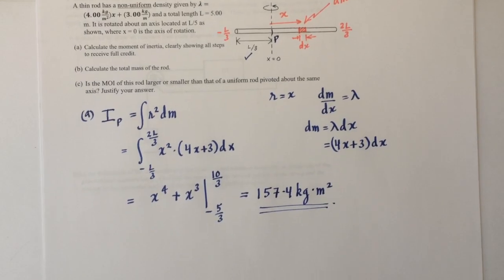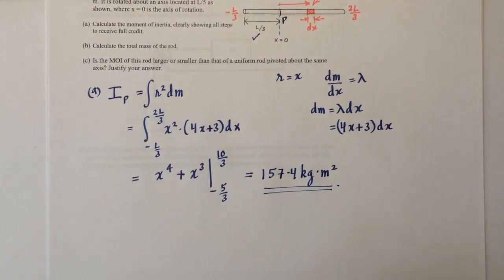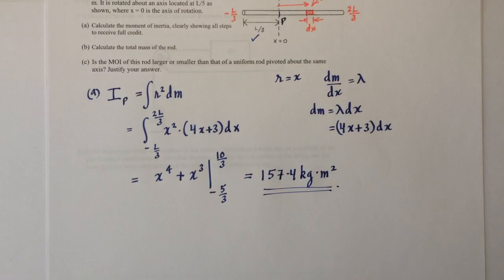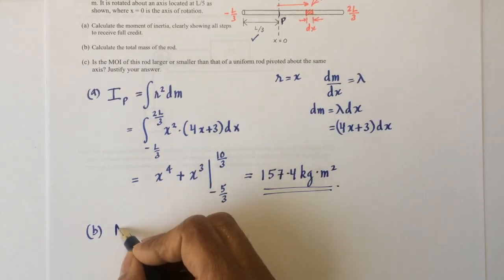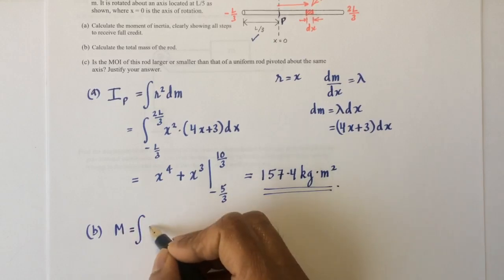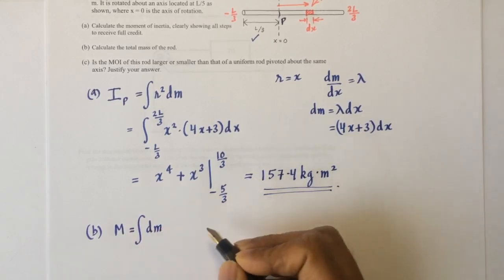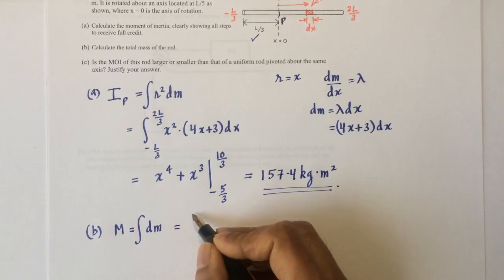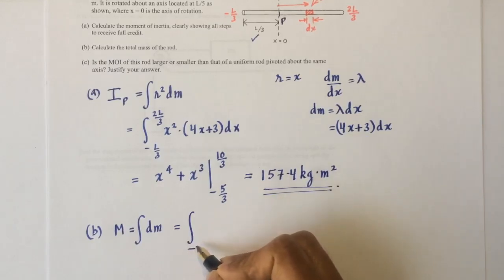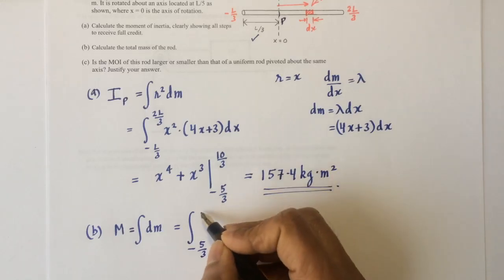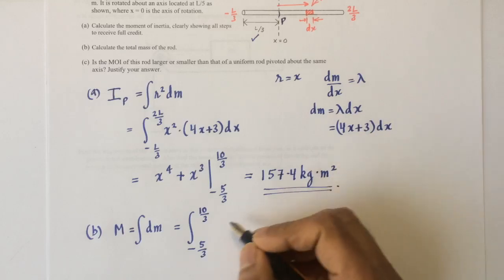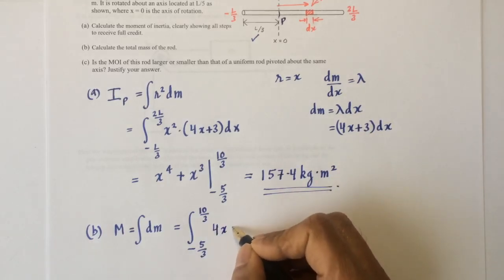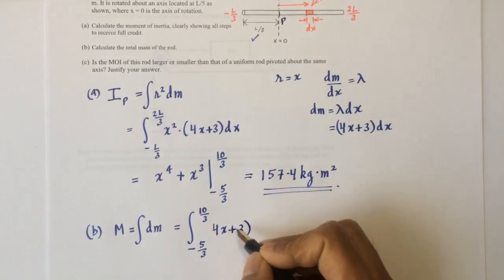So that's part A. Part B, they want us to find the total mass of the rod. That can be done. The total mass of the rod is just the integral of all these elemental masses, dm's. So that's going to be the integral from negative L over 3, which I'll write as negative 5 over 3, to 10 over 3, of dm, which is 4x plus 3 dx.